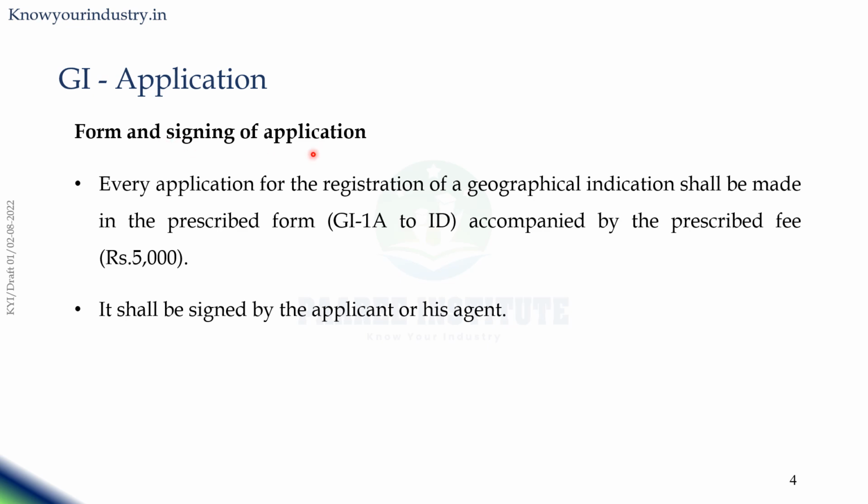Form and signing of application. Every application for the registration of a geographical indication shall be made in the prescribed form, Form GA 1A to 1D, accompanied by the prescribed fee of 5,000 rupees. It shall be signed by the applicant or his agent.